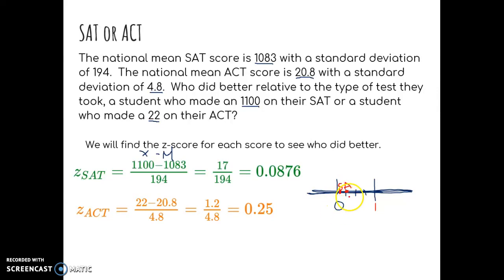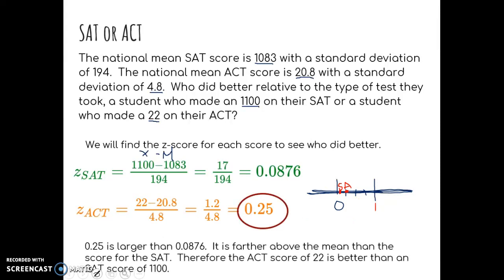So who did better? Well, the ACT score is farther away from the mean, which is 0 as a z-score anyway. So the ACT did better. 0.25 is larger than 0.0876. It's farther above the mean than the score of the SAT. Therefore, the ACT score of 22 is better than the SAT score of 1100.